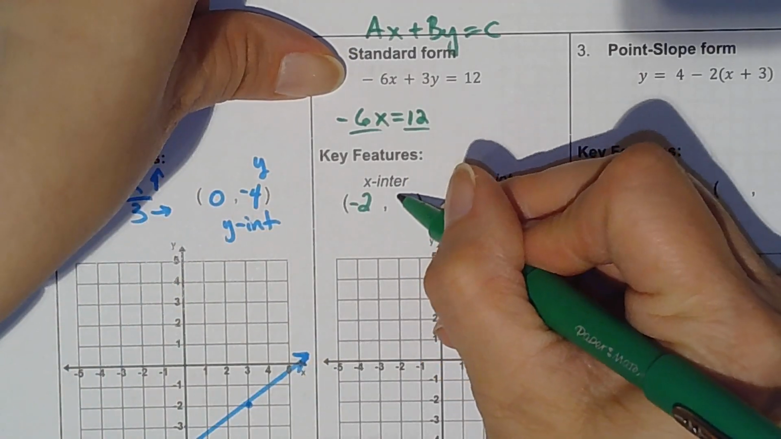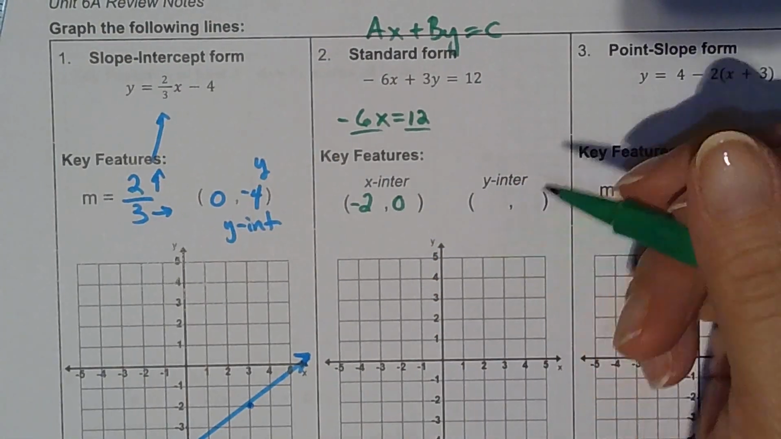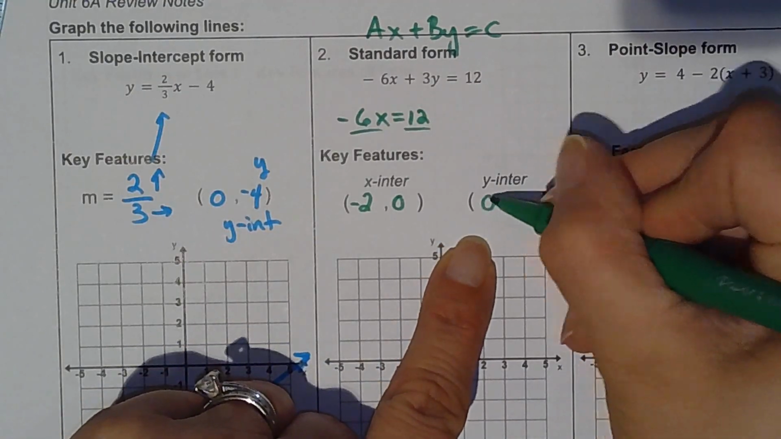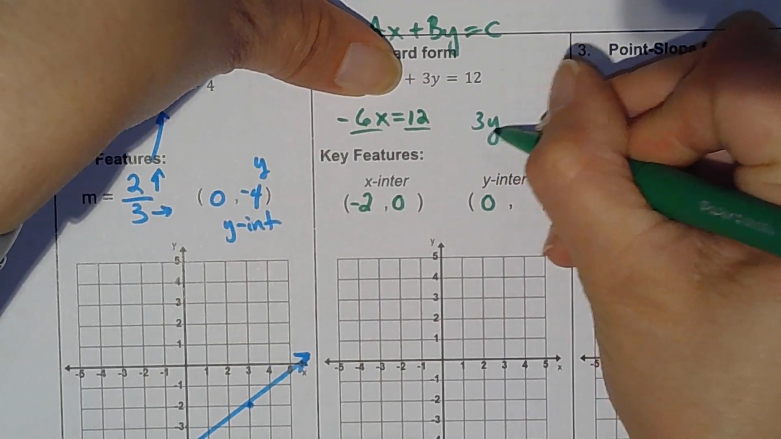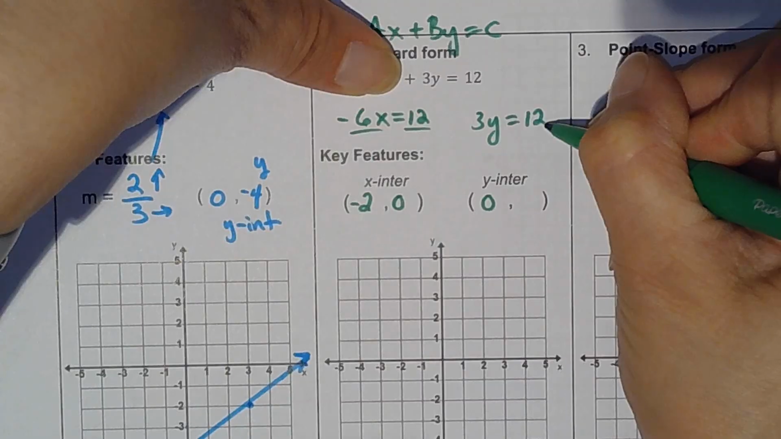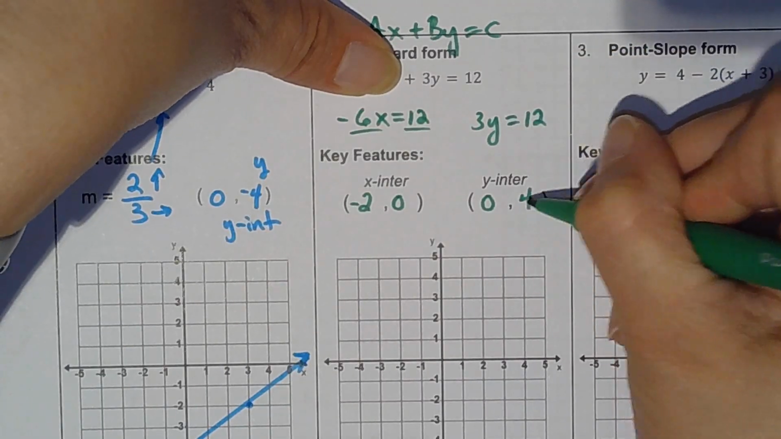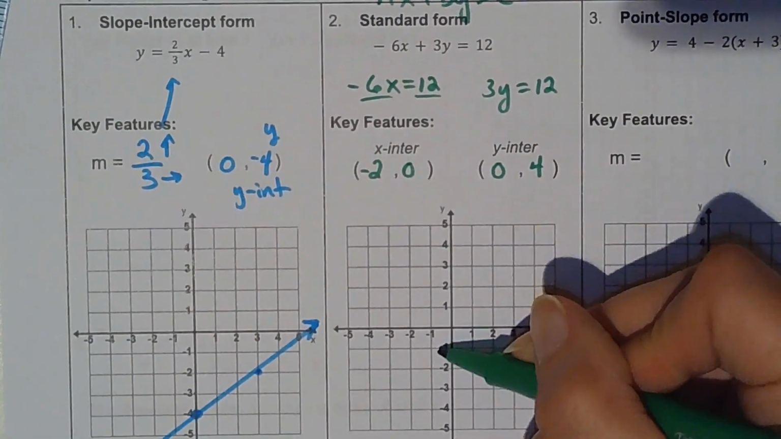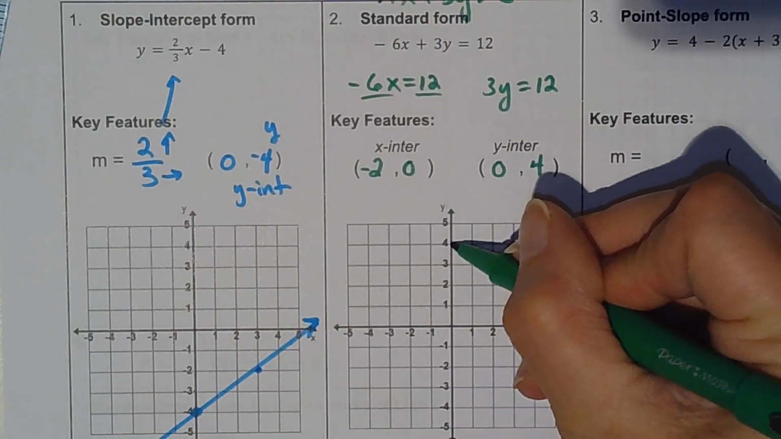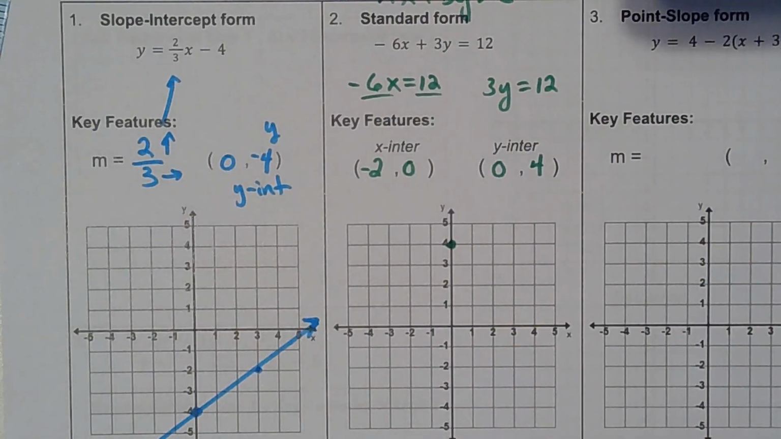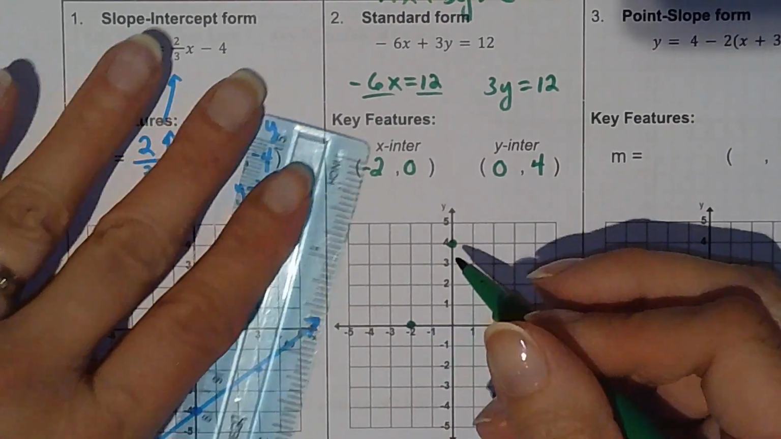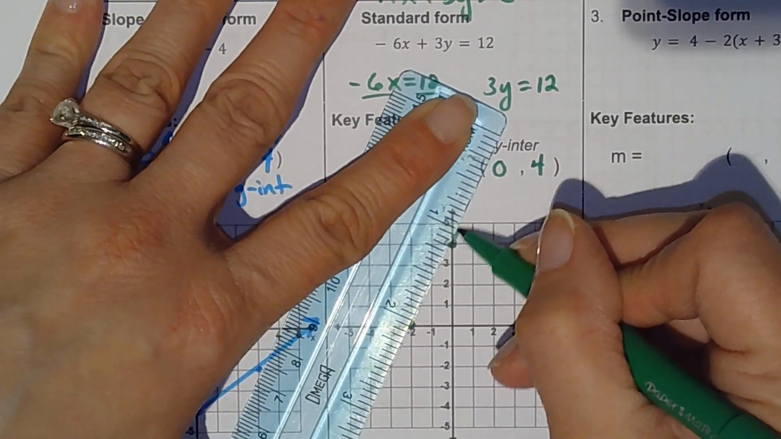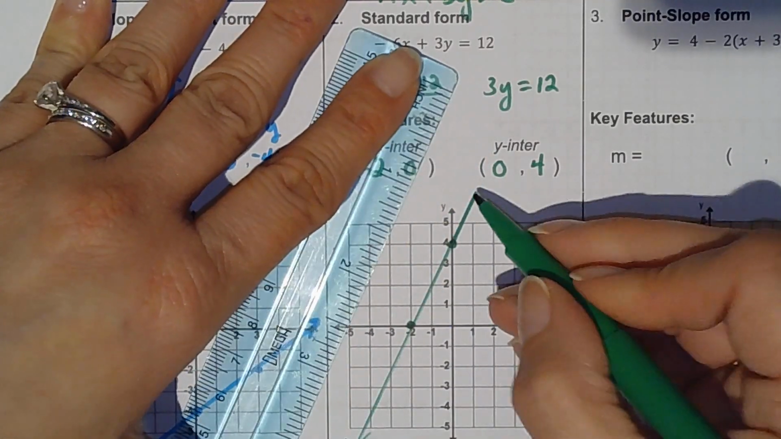And the y number was 0. For the y-intercept, I will let the x value be 0. 6 times 0 is 0. And so I have positive 3y equals 12. And the y number is 4. So the y-intercept point on the y line is going to be 4. The x-intercept is negative 2. And when you graph this line again, it's a long, long line with arrows.